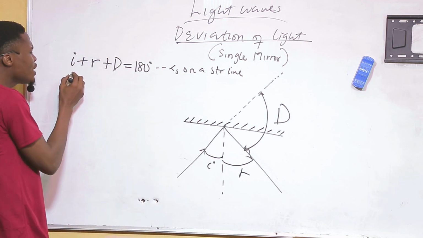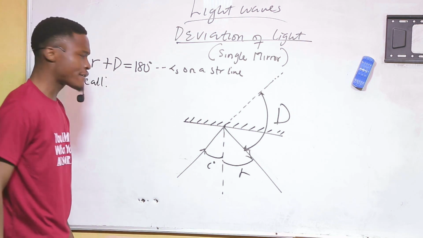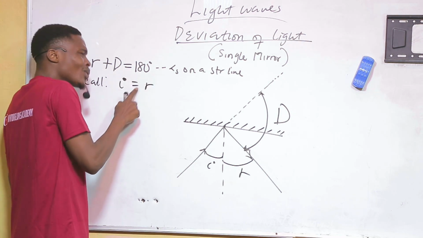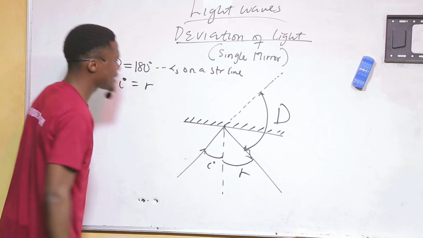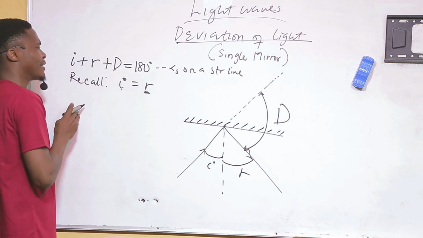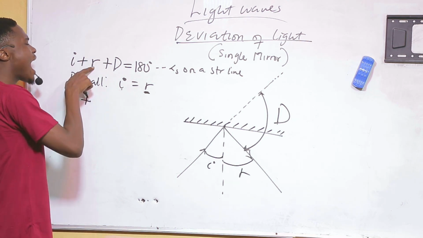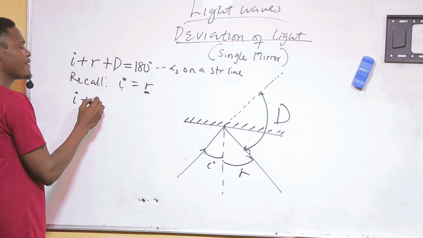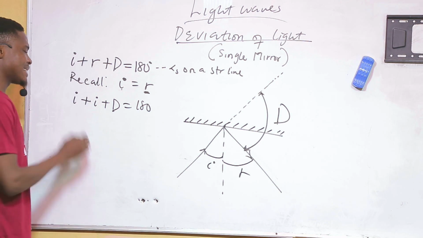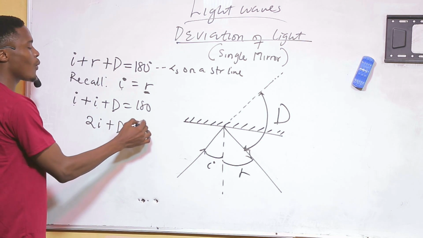But we are not done. We need to recall from the second law of reflection that I is equal to R. The angle of incidence is equal to the angle of reflection. Because I is equal to R, anywhere we see R, we can put I there. So what will this equation become? I plus R becomes I plus I, plus D equal to 180. Let's continue our mathematics. I plus I is 2I, plus D equal to 180.